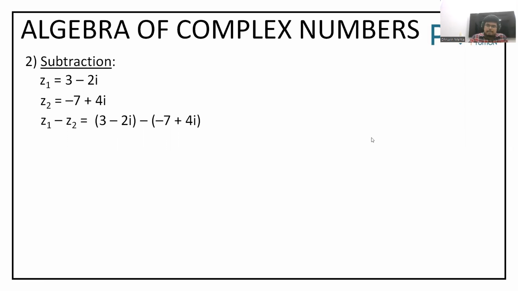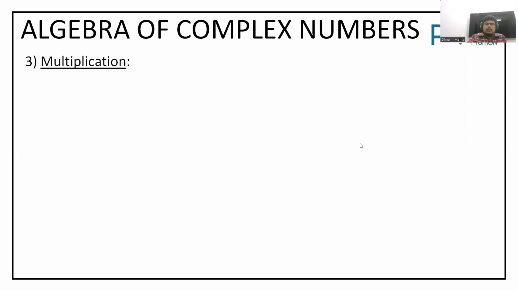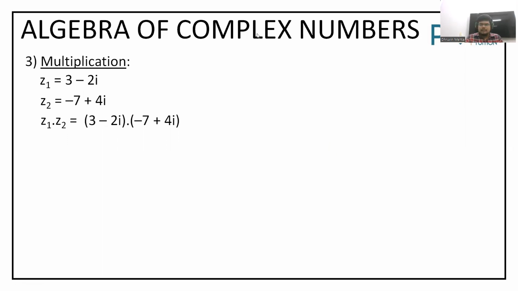10 minus 6i. Now coming to multiplication. Multiplication is like basic multiplication that we do with brackets. So this 3 will be multiplied with both, and minus 2i will be multiplied with both.